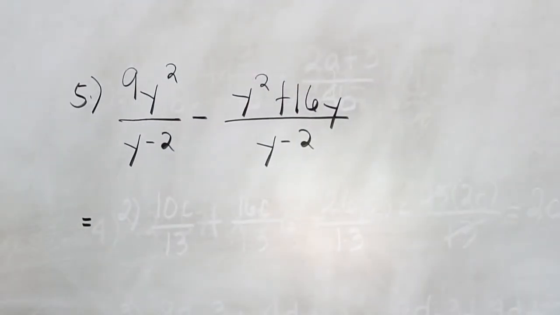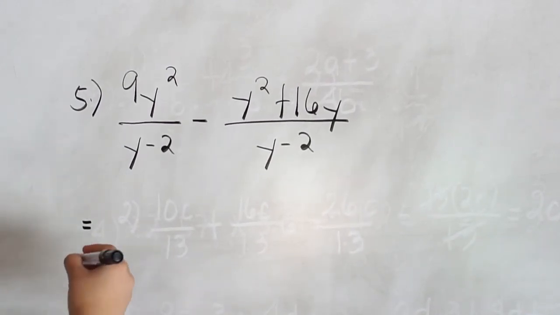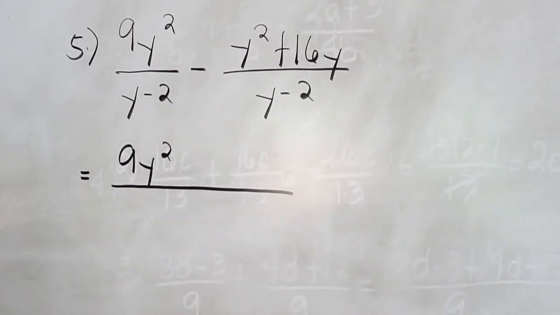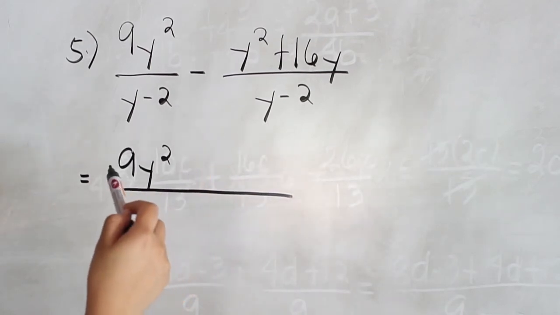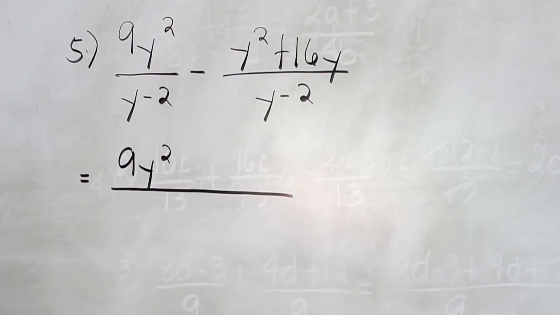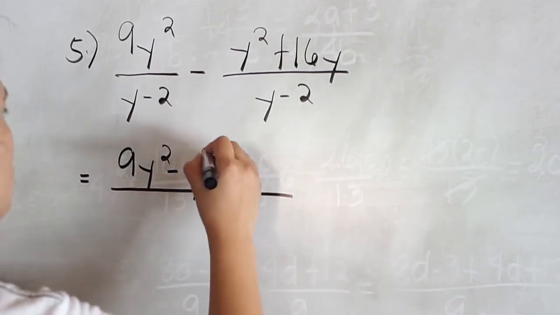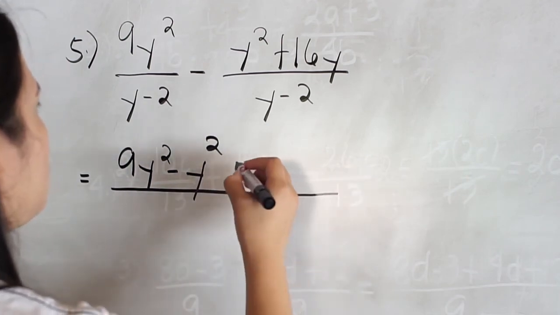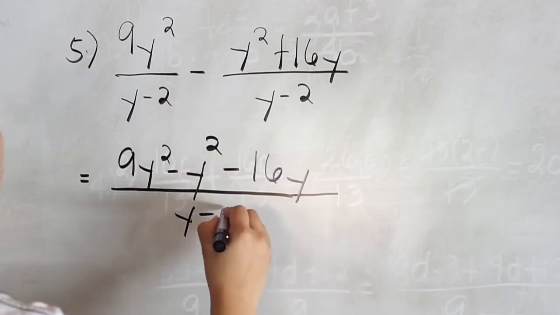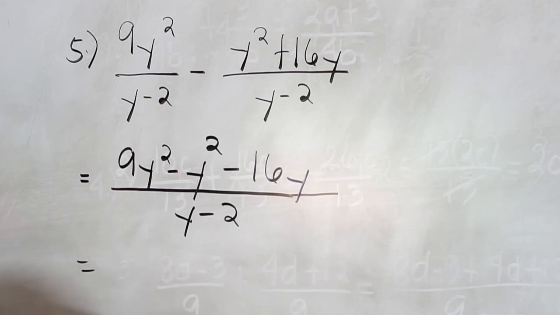Okay, the next example is 9y squared over y minus 2 minus y squared plus 16y over y minus 2. So first, we have to subtract the numerator. So 9y squared. So don't forget, if you observe the sign which is subtraction, meaning you have to change the sign of the subtrahend. So it becomes negative y squared minus 16y all over y minus 2, which is their common denominator.